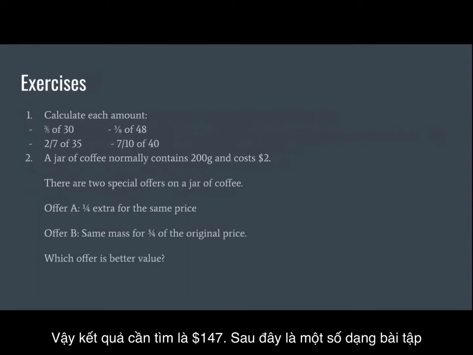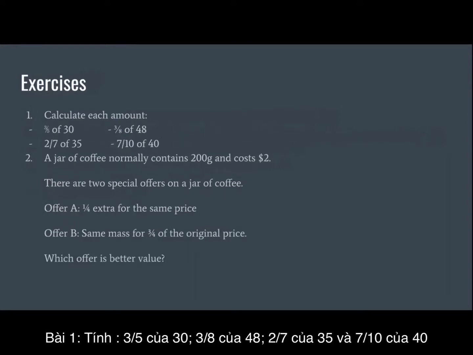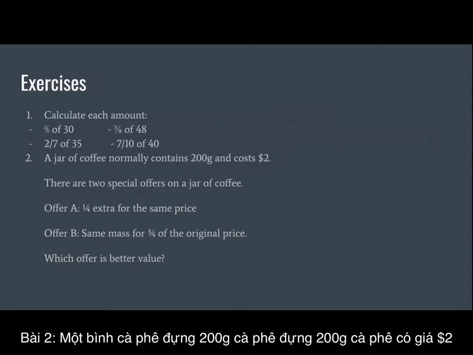So here's some exercise for you. Exercise 1. Calculate each amount: 3 over 5 of 30, 3 over 8 of 49, 2 over 7 of 35, and 7 over 10 of 40.